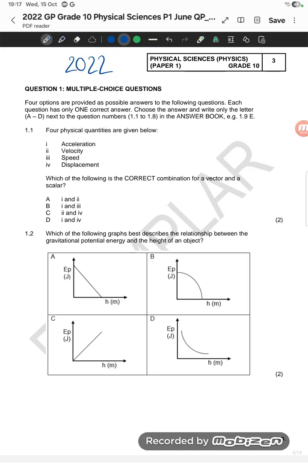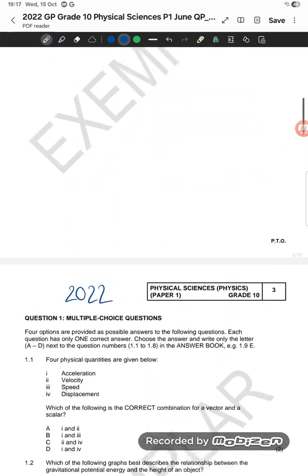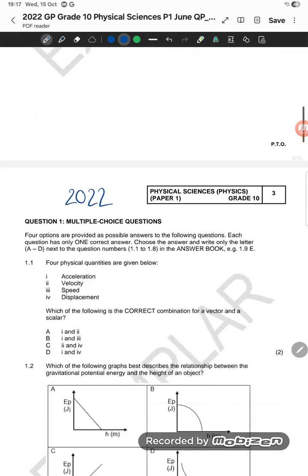Okay, so this is a Physics 2022 paper. It's paper 1. Oh, I thought I was doing paper 2. That's why. Oh well, we can just do paper 1 as well.